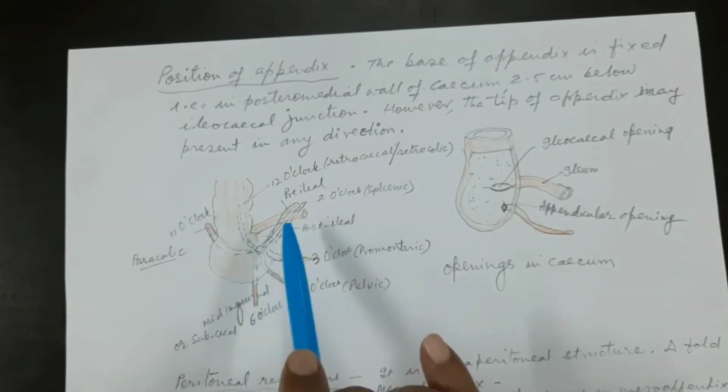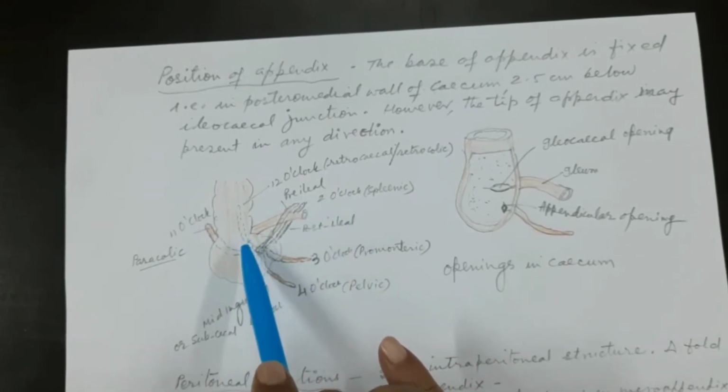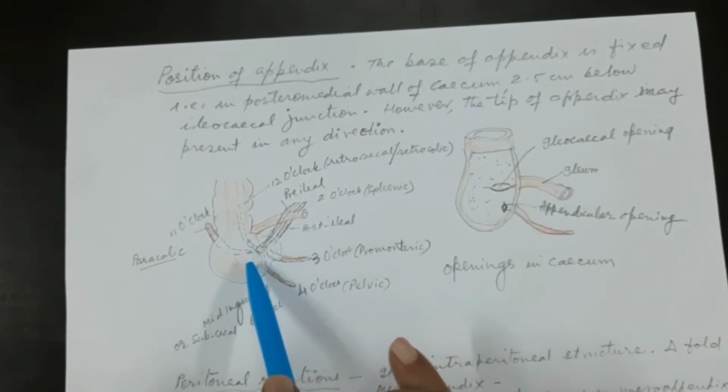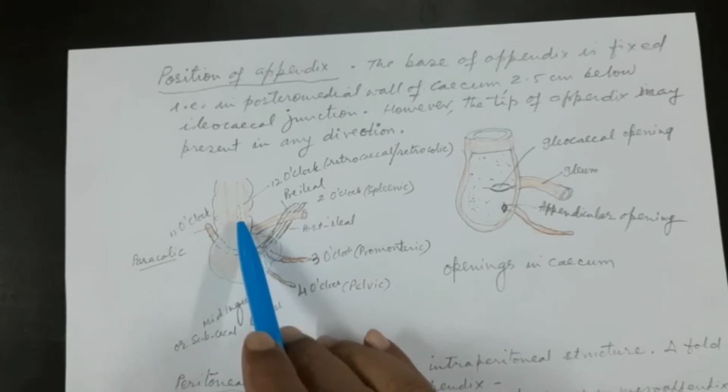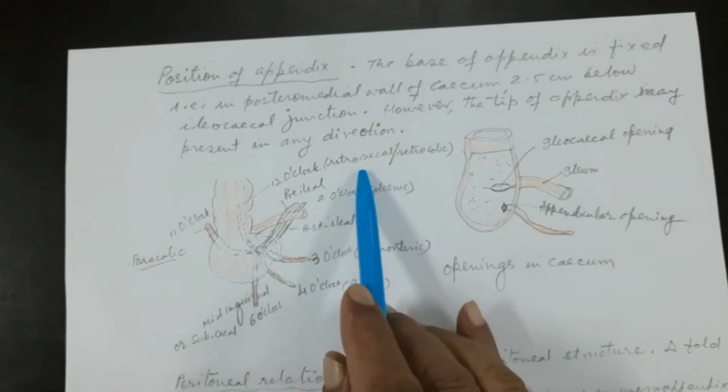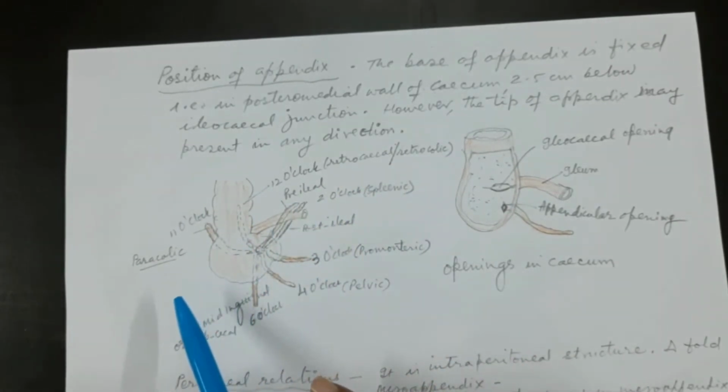Colic means ascending colon. So it is either behind the cecum if it is small, and if it is large it will go behind up to the ascending colon. So this 12 o'clock position is called retrocecal or retrocolic.